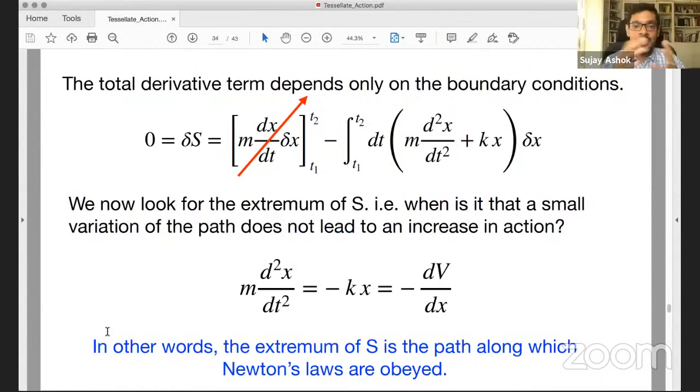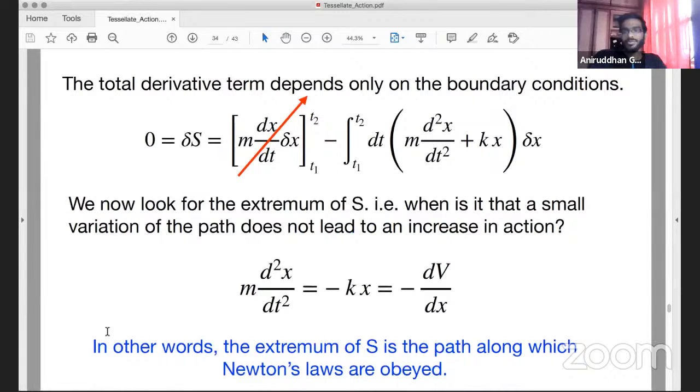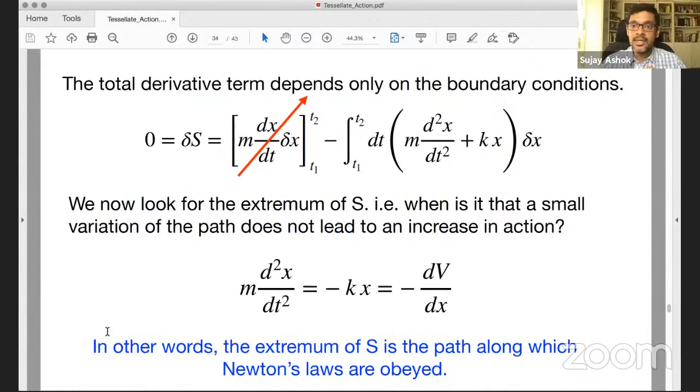Okay, so I've reached the end of the derivation, which is to say that the extremum of the action is such that the path follows Newton's laws locally, at any given time t. So we have derived a local law from a global requirement. The extremum of S is the path along which Newton's laws are obeyed. That's the punchline. If the details are not clear, I hope at least the idea is clear, and I hope you are with me.